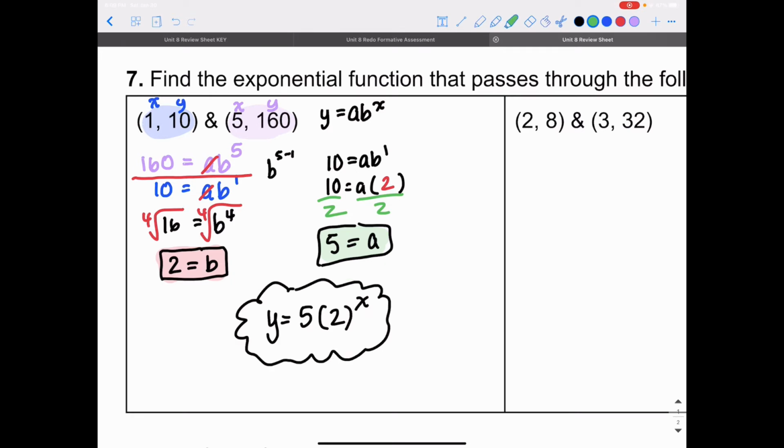This is my initial value. This is my growth rate.